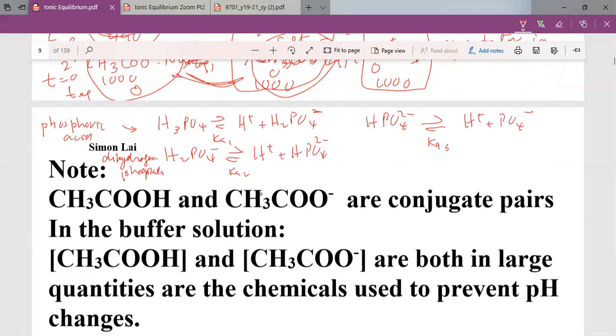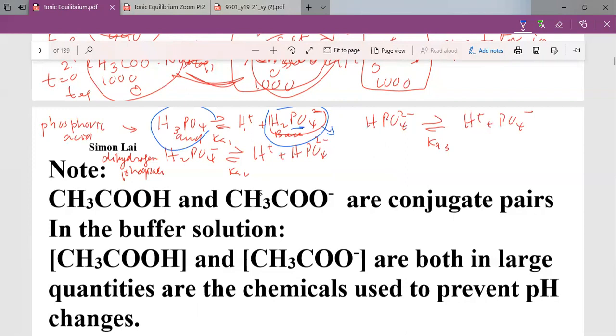Interesting, they'll ask you about this later. If it goes back here, this is a base, and this is an acid. It means a mixture of this one and this one can form a buffer. But this one must come from a sodium salt, which is a very small amount here.